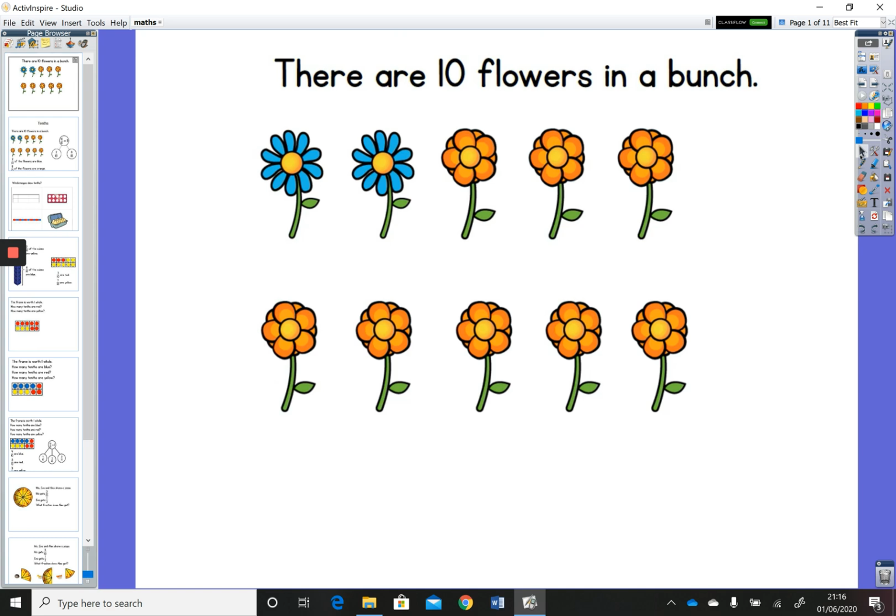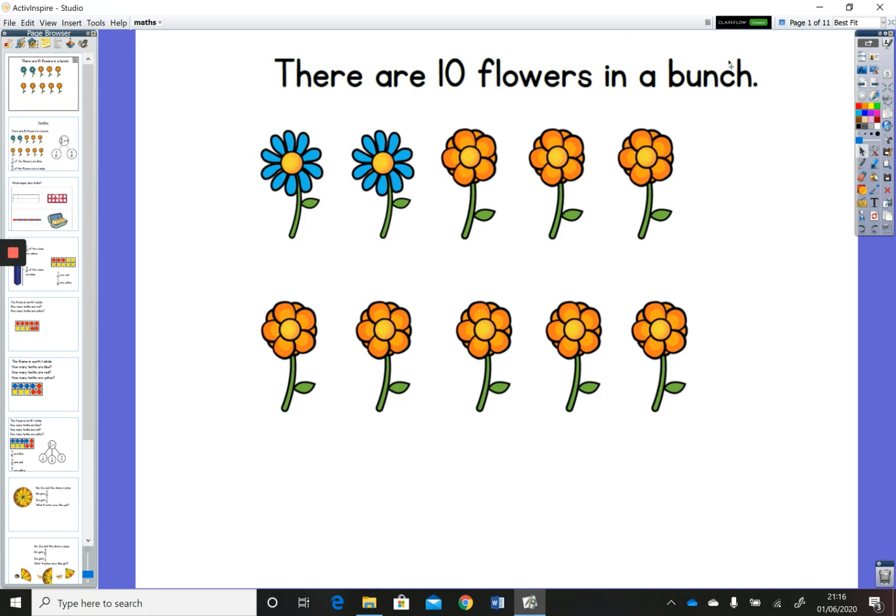On the screens, you can see that I have 10 flowers in a bunch. I'm just going to count them: 1, 2, 3, 4, 5, 6, 7, 8, 9, 10. My question to you is, what fraction of the flowers are blue and what fraction of the flowers are orange? As per normal, if you want to pause me and work out the answers before I show you how to do that, please do.